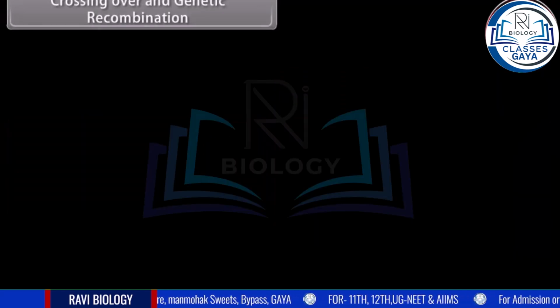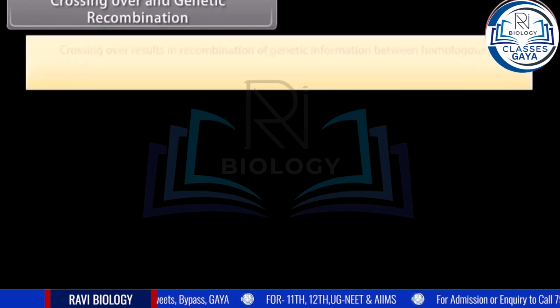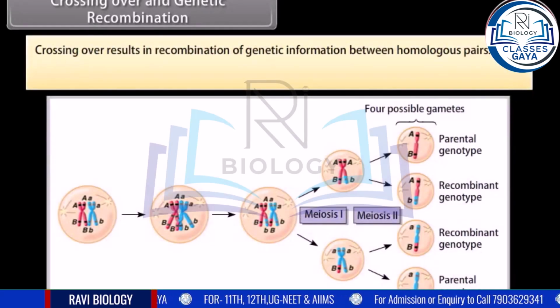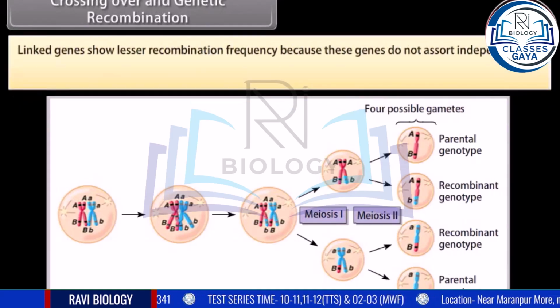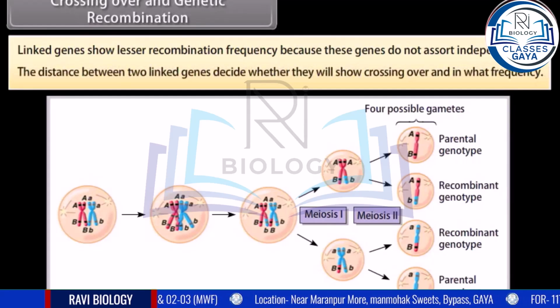Crossing over and genetic recombination. Crossing over results in recombination of genetic information between homologous pairs. Recombination refers to the genetic assortment of alleles on the same chromosome during meiosis. Linked genes show lesser recombination frequency because these genes do not assort independently. The distance between two linked genes decides whether they will show crossing over and in what frequency.